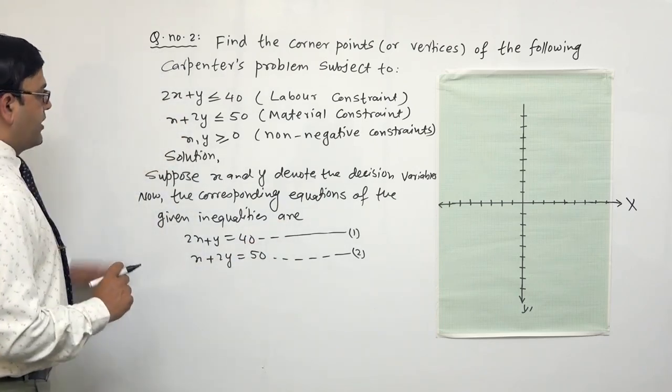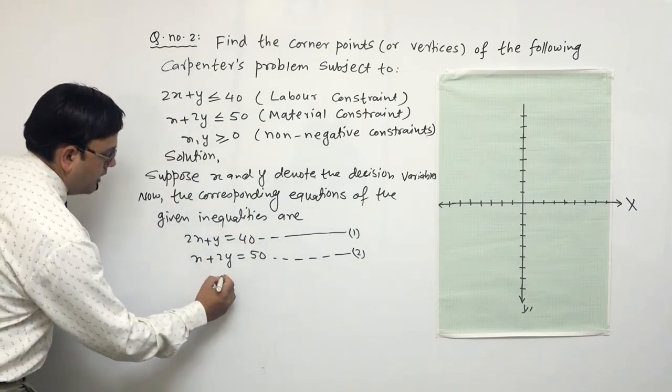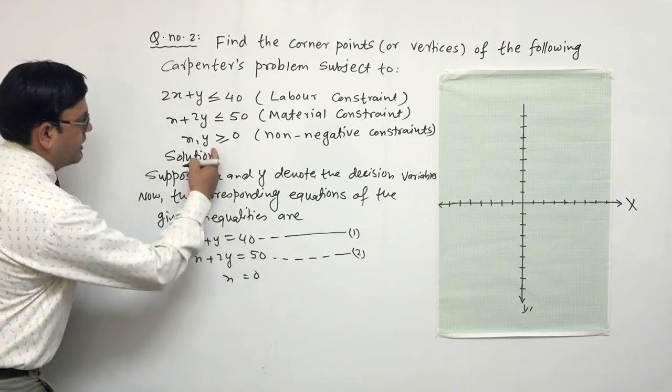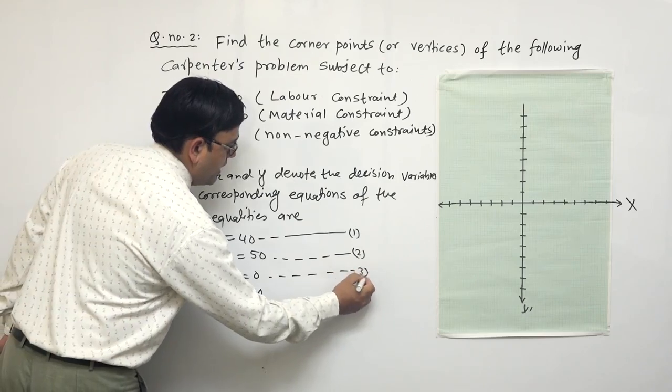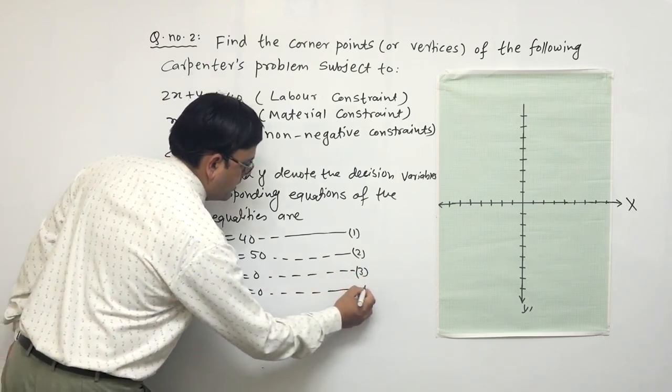Similarly, we have here x is greater or equals to 0, that one is x is equal to 0, and next one is y is equals to 0. We can say this one is equation 3 and then this one is equation 4.